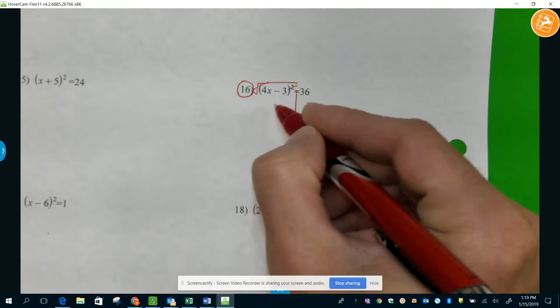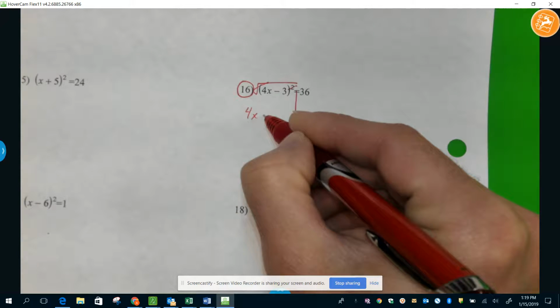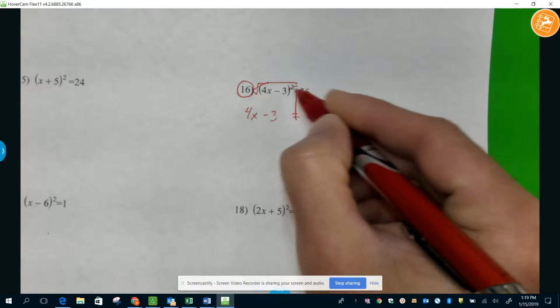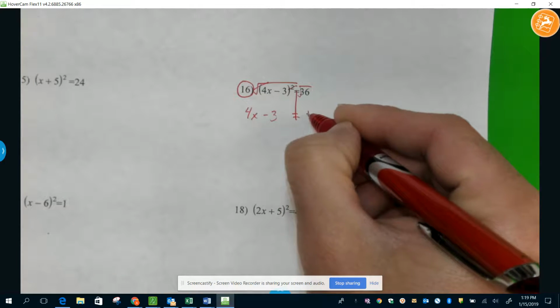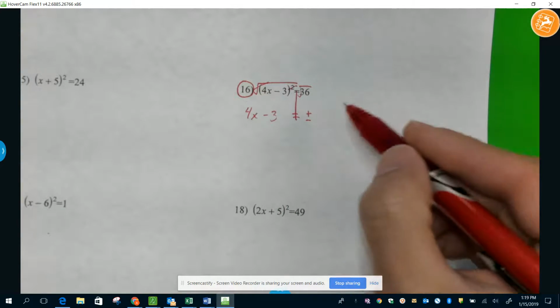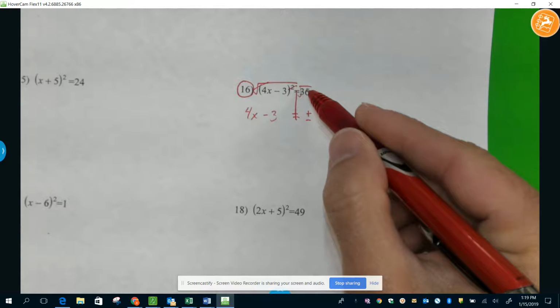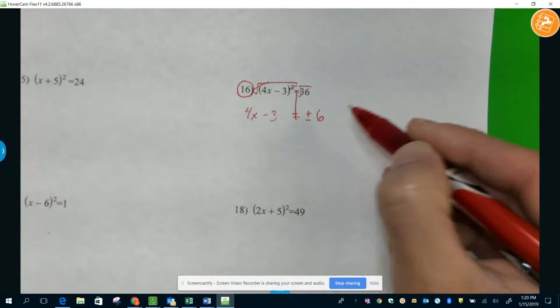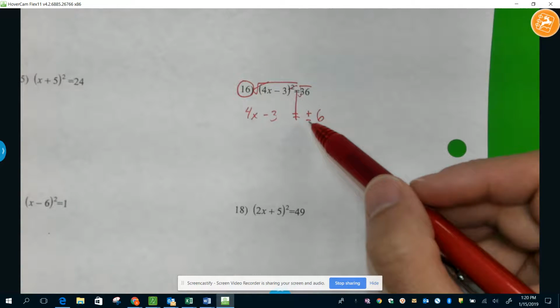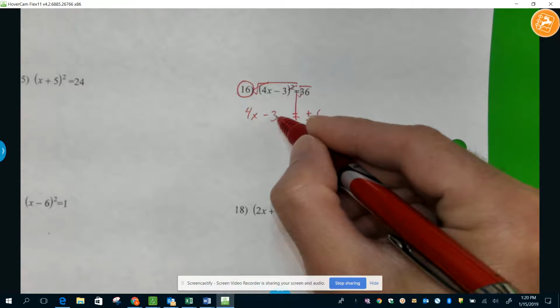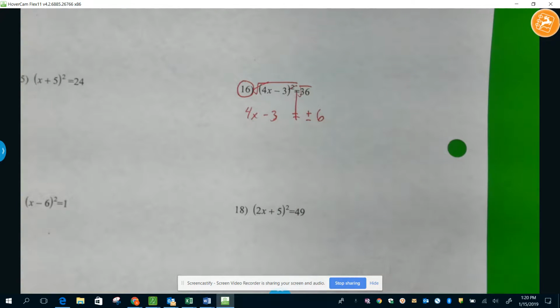So again, the square root cancels the square. So I just have a 4x minus 3 left over. And I also need to square root the right-hand side. Again, when I square root the right-hand side, I'm going to have a plus and a minus. Well, the square root of 36 is a 6. So on the right side, I have plus and minus 6. That means I have a positive 6 and I have a negative 6. I've got both numbers. It's going to give me two solutions.